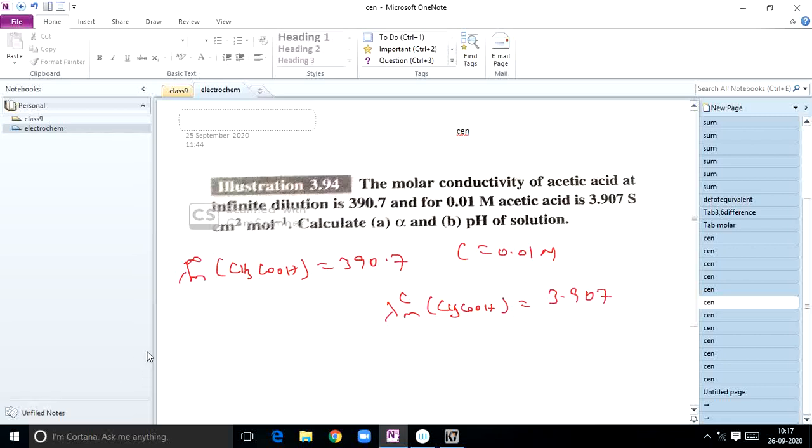Find alpha and pH of the solution. First you calculate alpha value. Alpha is equal to lambda mc by lambda m infinity. So 3.907 by 390.7. So we'll get how much, students? How much you will get if you substitute? 10 power minus 2. That is alpha value.